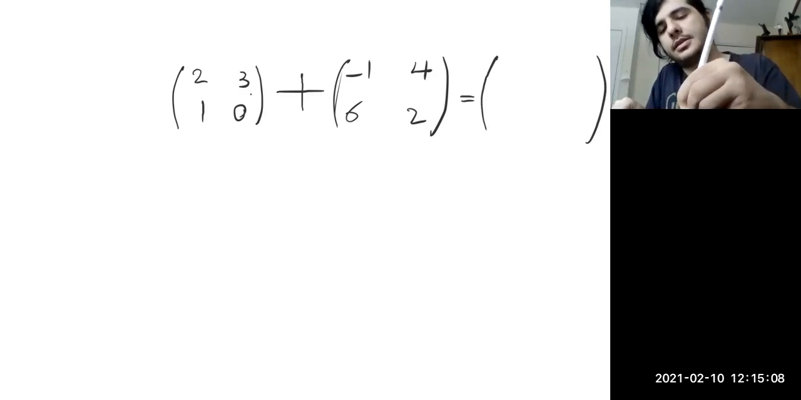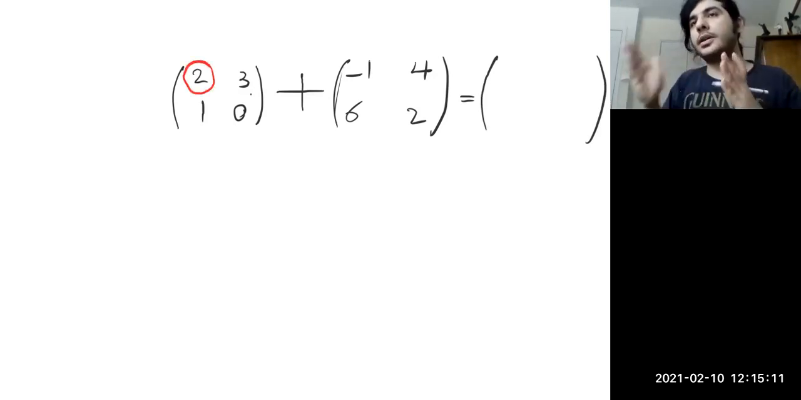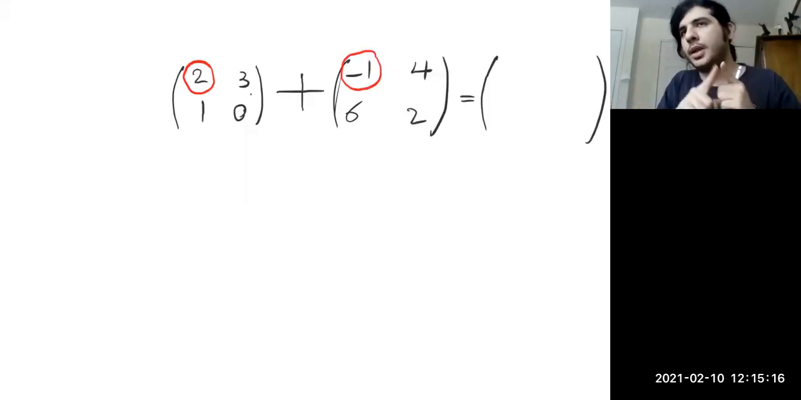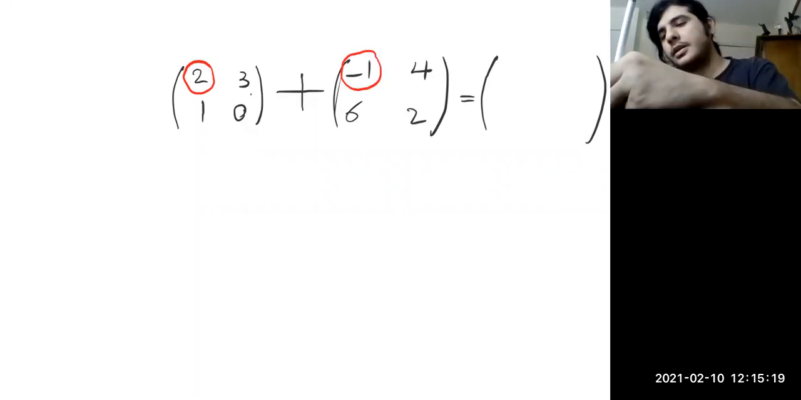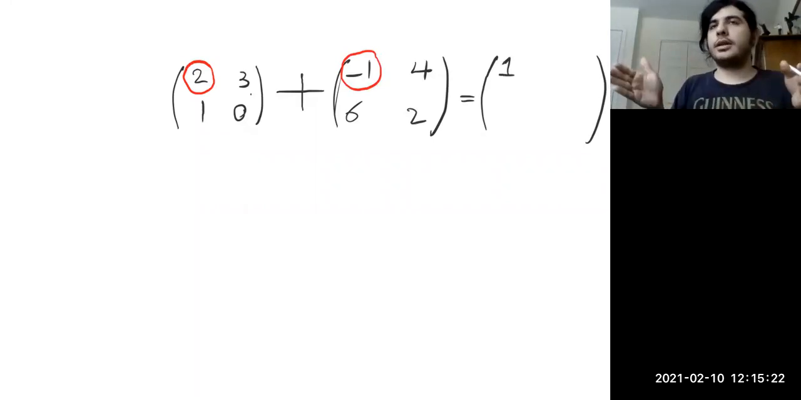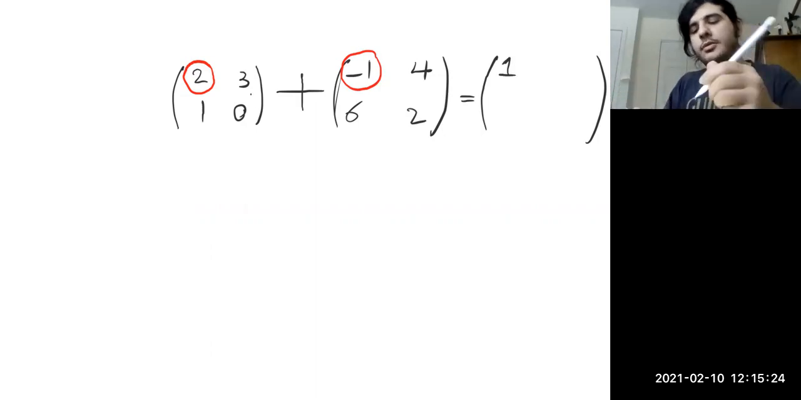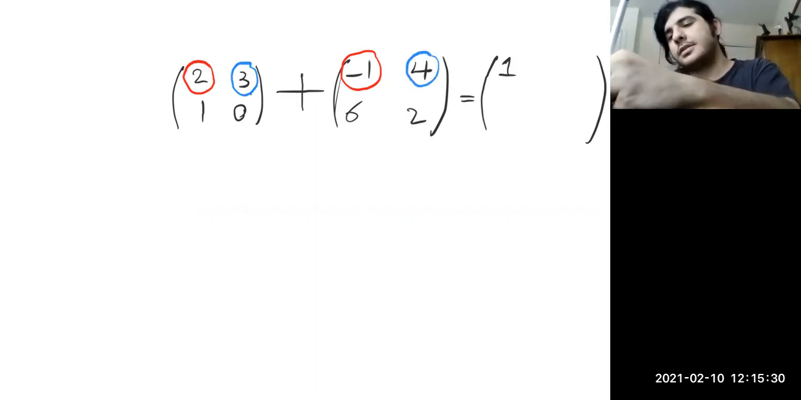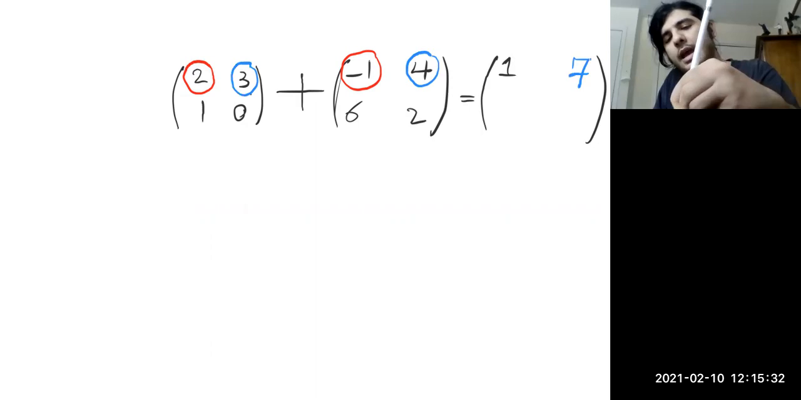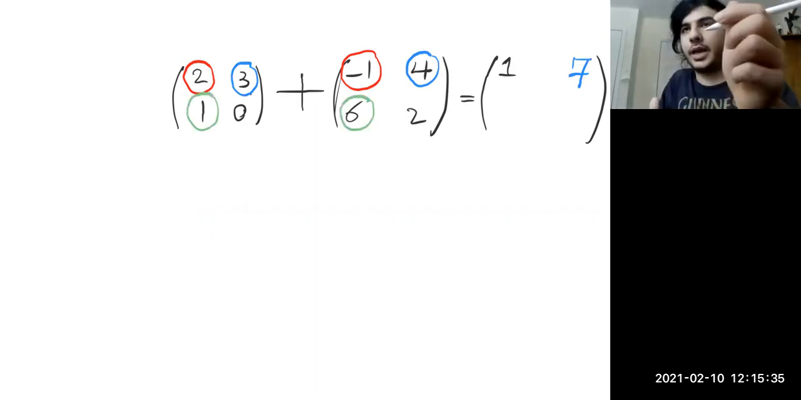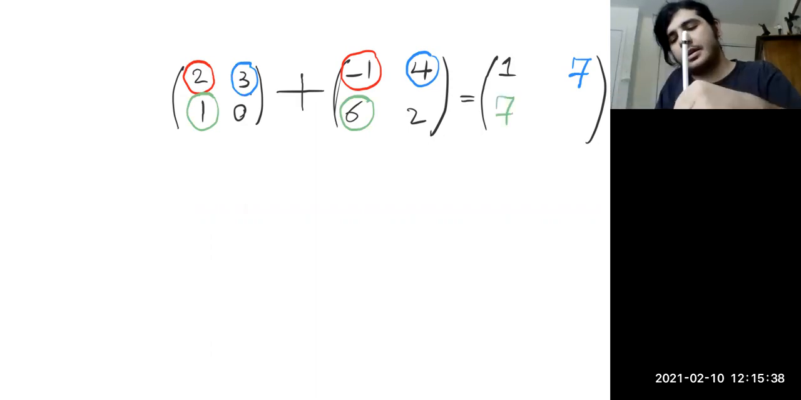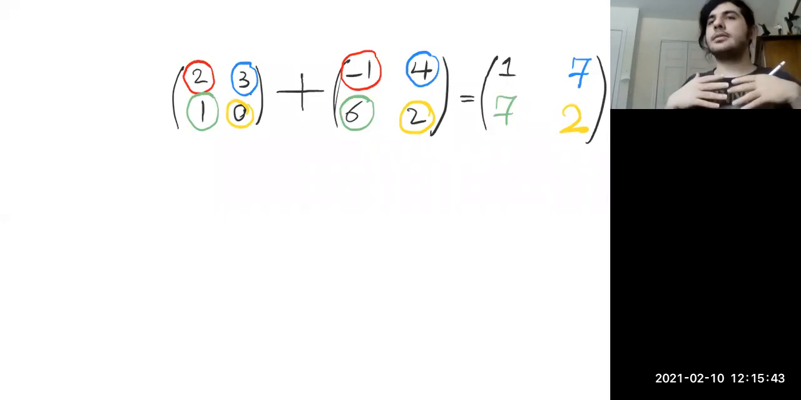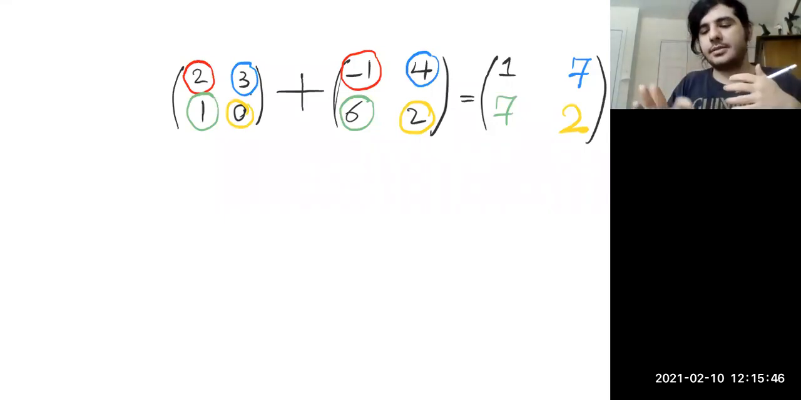So here, in this component, we have 2. The corresponding component in the second matrix is -1. We should just add these two. 2 plus -1 is 1. So in the 1,1 component of the final matrix, I would just write down 1. I have 3 in the corresponding component, and I have 4. Their sum is 7. Here I have 1, here I have 6. Their sum again is 7. Here I have 0, here I have 2. Their sum is 2. So I have this notion of sum of matrices.